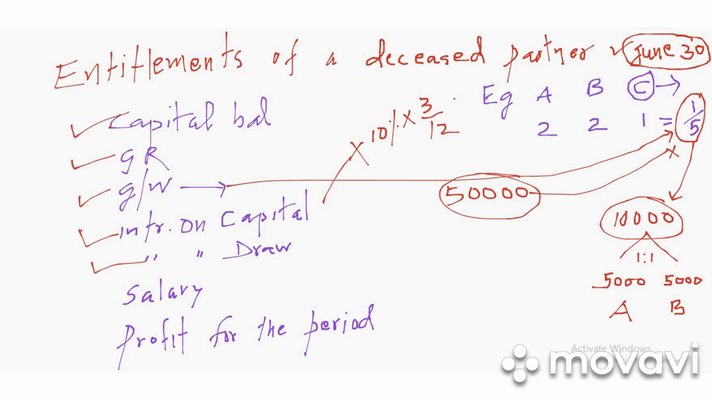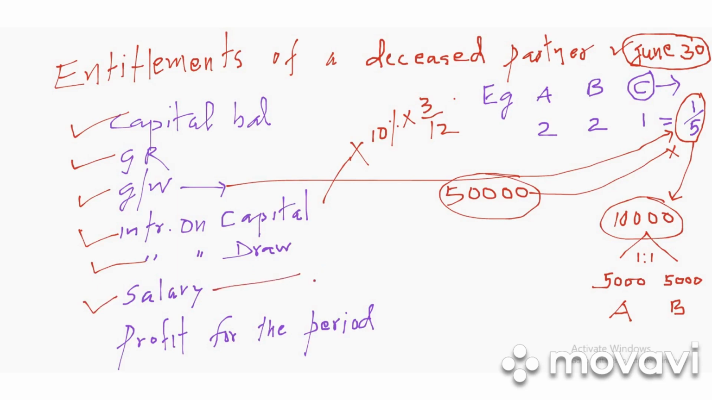So here we have given this will be the entitlement. I am just repeating. He will be getting the capital balance, he will be getting the general reserve share, then he will be getting his share of goodwill. Goodwill will be adjusted, of course, through the other partners' capital accounts. Then interest on capital he will be getting for the period he worked. Here it is 3 months, and the interest on drawings also he has to give. It will come on the debit side. Then he has to be given the salary.